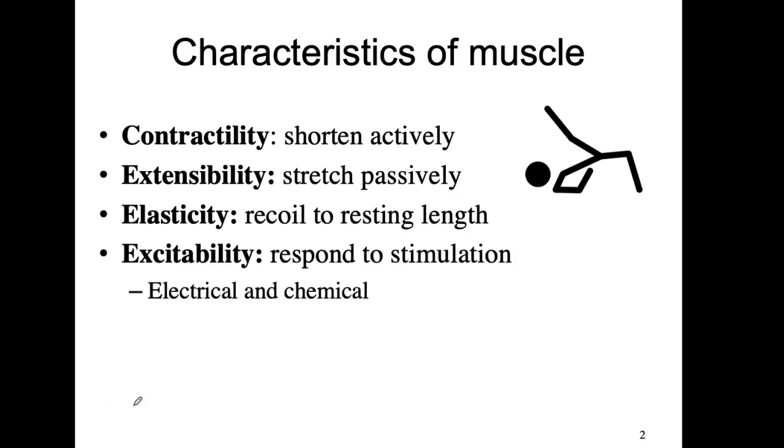And it has to be excitable. It has to respond to stimulation. And that's going to be from a neuron that we've been talking about. So a neuron is going to come, and the neuromuscular junction is going to excite that muscle.